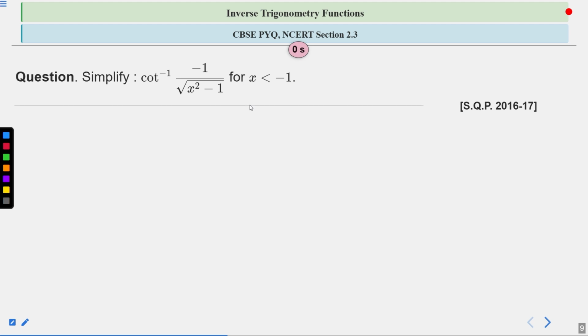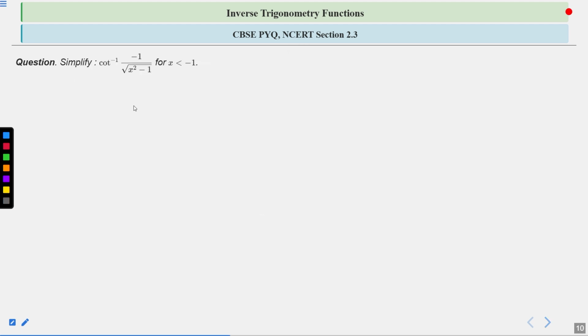Okay, let us move to the solution part. The question is, we have to simplify cot inverse of minus 1 upon root over x square minus 1 for x less than minus 1. Clear? So let us move to the solution part.